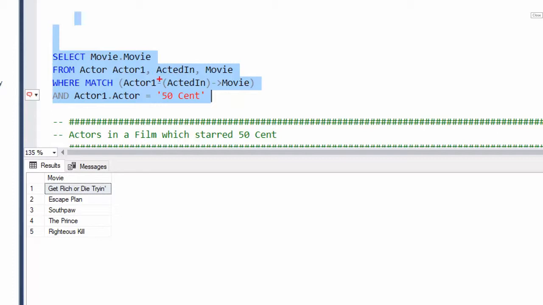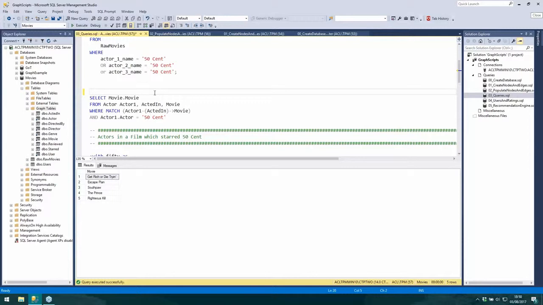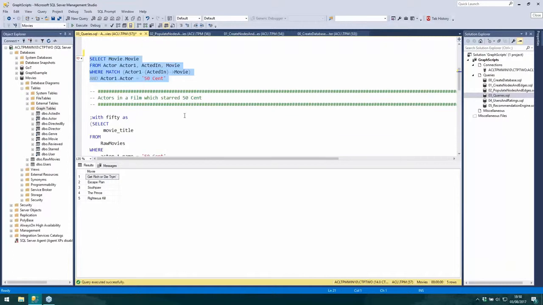So I'm saying, give me the actor 50 Cent, and then give me all the movies he acted in. And sure enough, those are the same. It's the exact same answer. Now, I bet you're thinking, looking at this, well, these two queries are not that different. I'm getting no real benefit out of storing this data in this way. Okay, so let's get a little bit trickier.